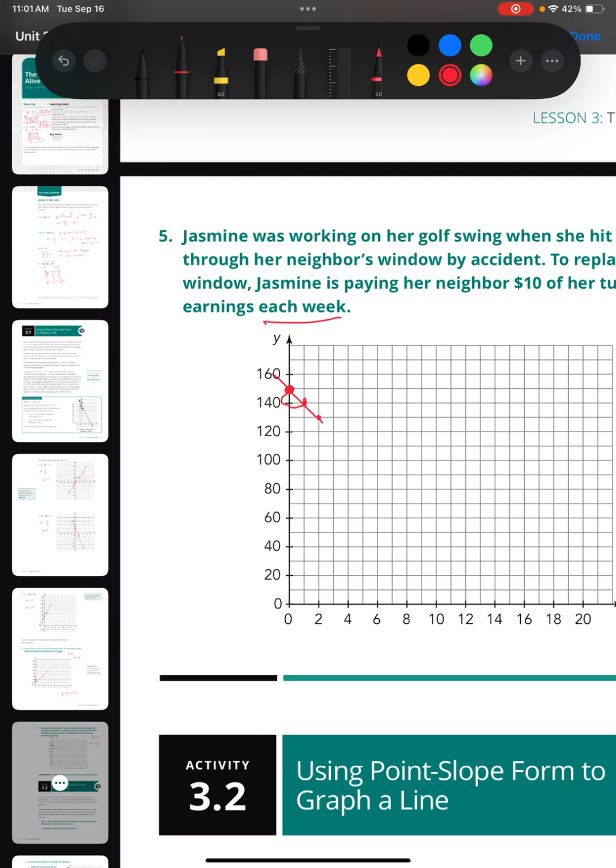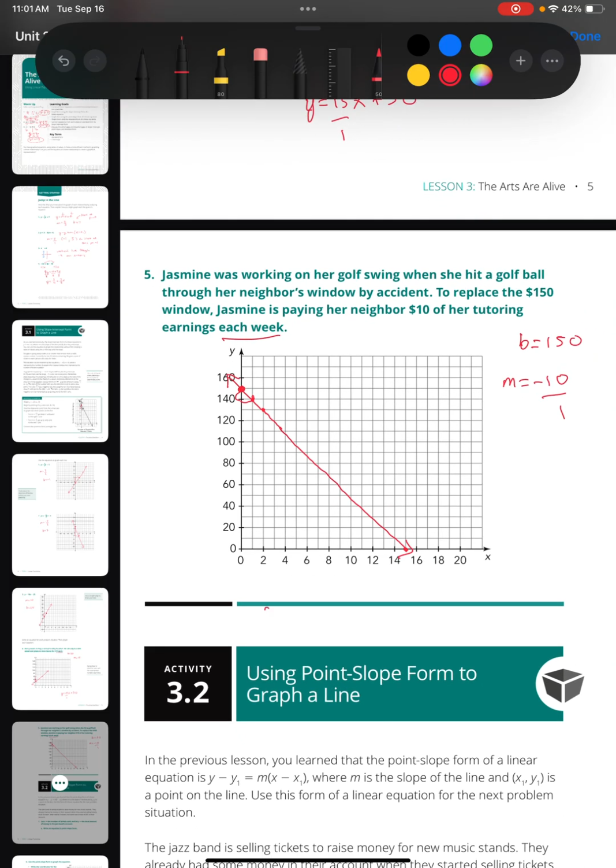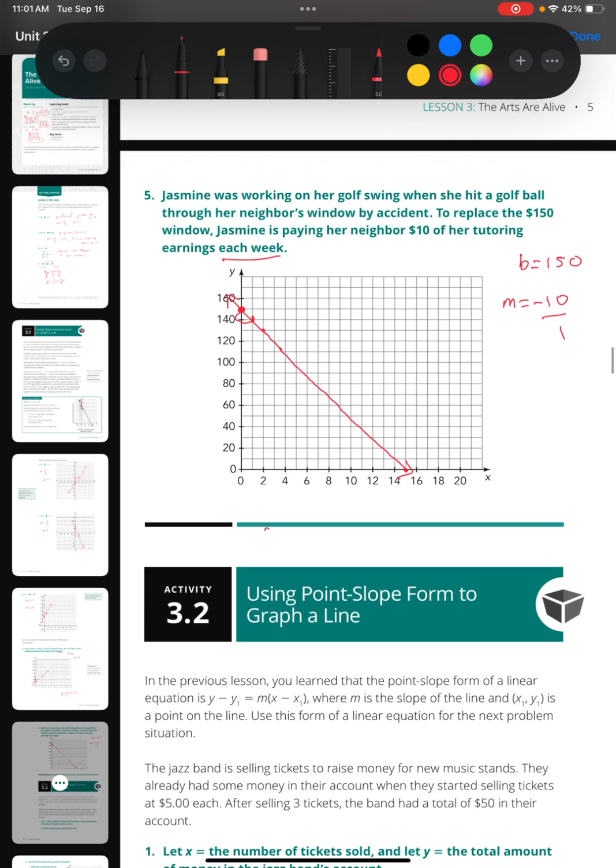So we get a graph that looks like that. And if you went all the way to where she would have paid it off, you'll find that it's after 15 weeks. So there we go, which makes sense. If we started with 150 divided by 10, that would give you 15 weeks till she's paid it off.